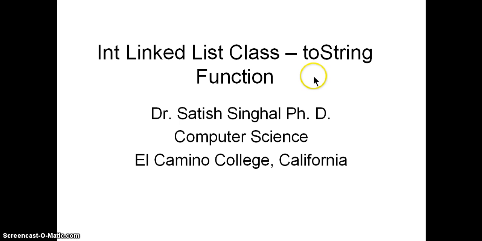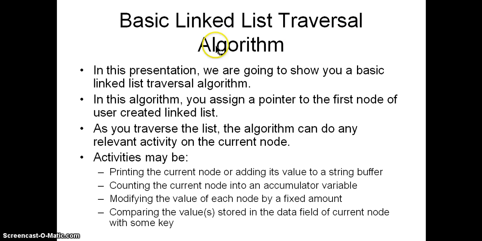This is video number 5 about the introduction to linked list, and in this we are going to show a linked list traversal algorithm through the toString function of the linked list class. toString function simply adds all the data members of all the nodes in the linked list to a string buffer and returns that string. Okay, so we want to talk about basic linked list traversal algorithm.